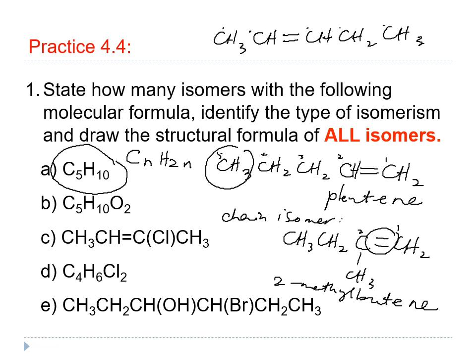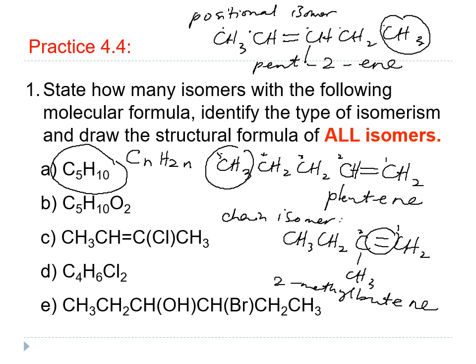So pent-2-ene, or 2-pentene. Okay, this is a positional isomerism. Positional isomer. Okay, you can do a branching. Put this one here, and it would be another chain isomer for pent-2-ene.